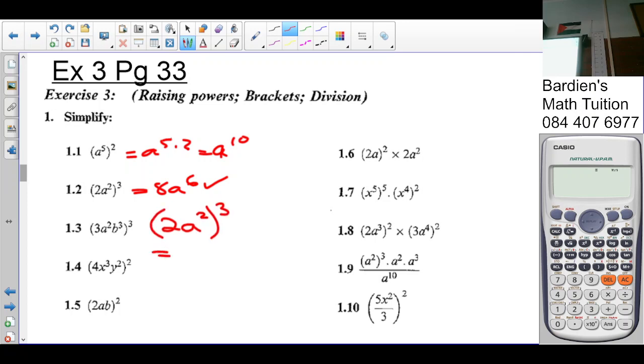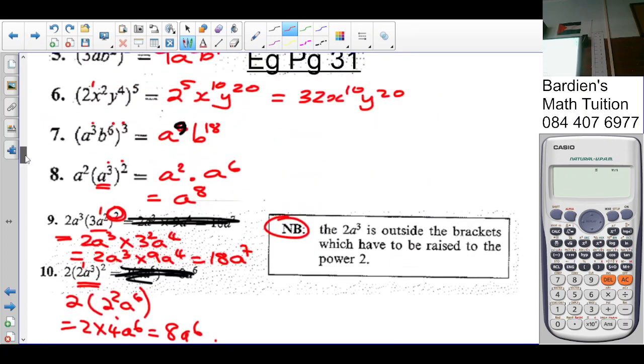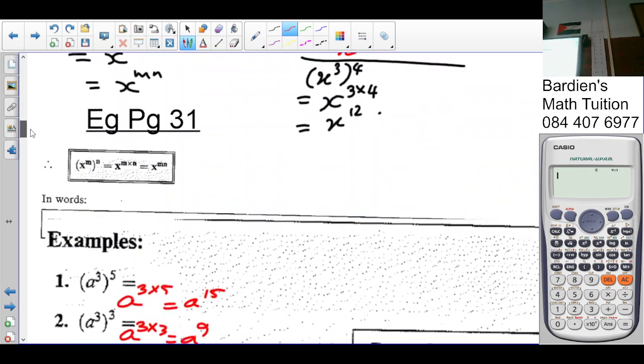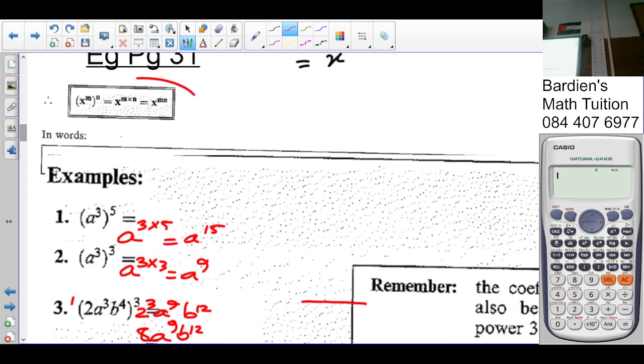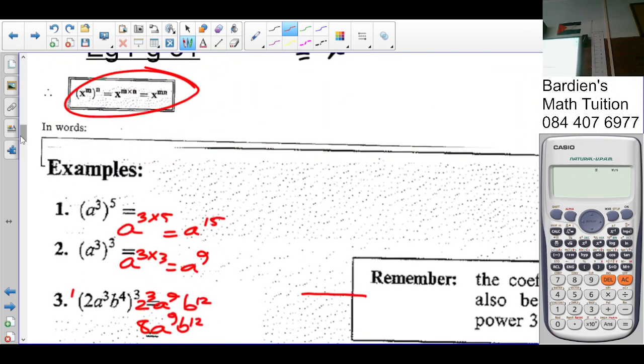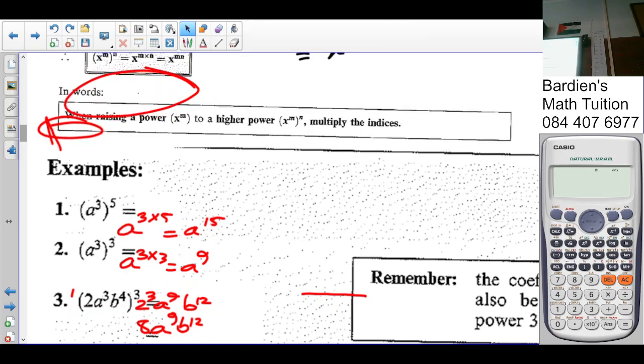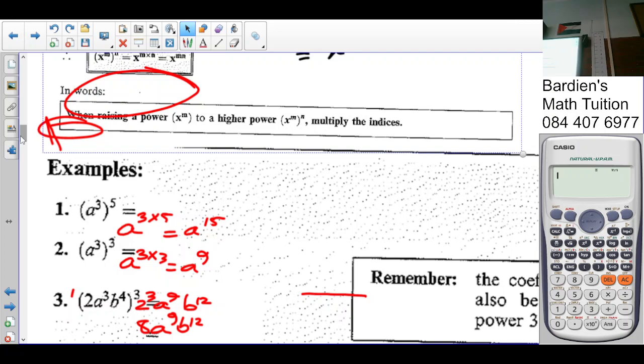Now, not yesterday, but the previous lesson, we spoke about the rule. The rule said, if we have a power raised to a higher exponent, what do we do? We multiply the powers. I think we wrote the rule down in words also. But that is the rule: multiply the exponents. So for the rest of this exercise, I'm going to remind you of the rule all the time. There's the rule in words: when raising a power x to the m to a higher power, multiply the powers.